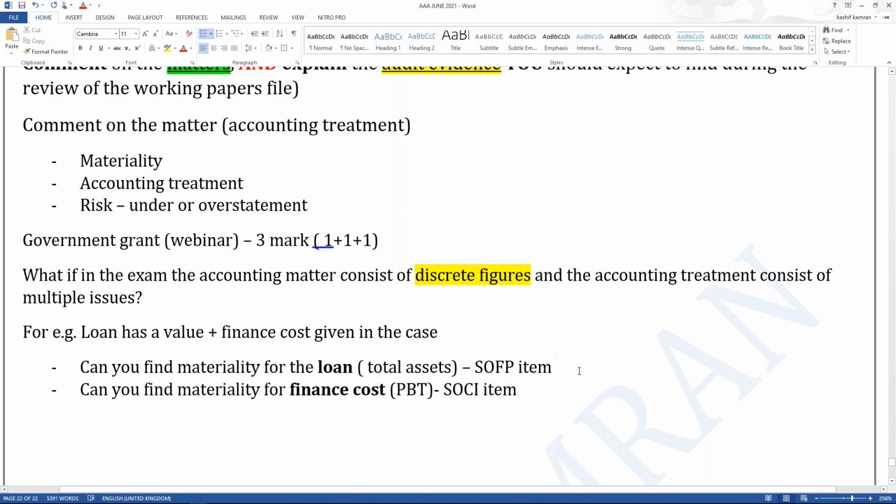Is everyone clear? 1 mark and 1 mark, in a question on evidence I'm talking about, right? In a question on evidence I'm talking about. Is everyone clear with this example?